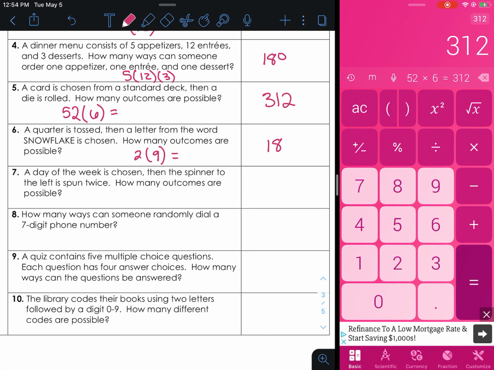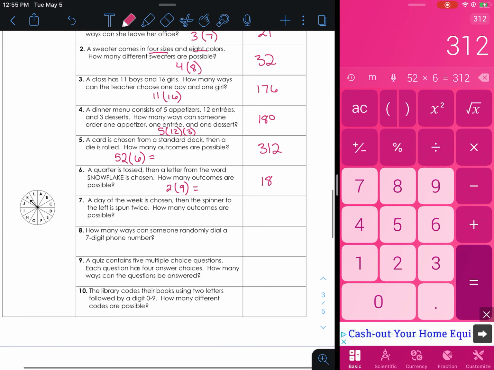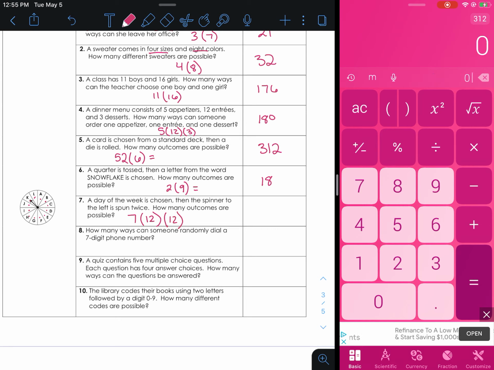On number 7 here, a day of the week is chosen, then a spinner to the left is spun twice. Alright, so now I have to look at the spinner. So this spinner has 1, 2, 3, 4, 5, 6, 7, 8, 9, 10, 11, 12 letters on it. And there are 7 days in a week. And it says that the spinner is spun twice. So a day of the week is chosen, and then it's spun again. I know that 12 times 12 is 144, so I just need to multiply that by 7.